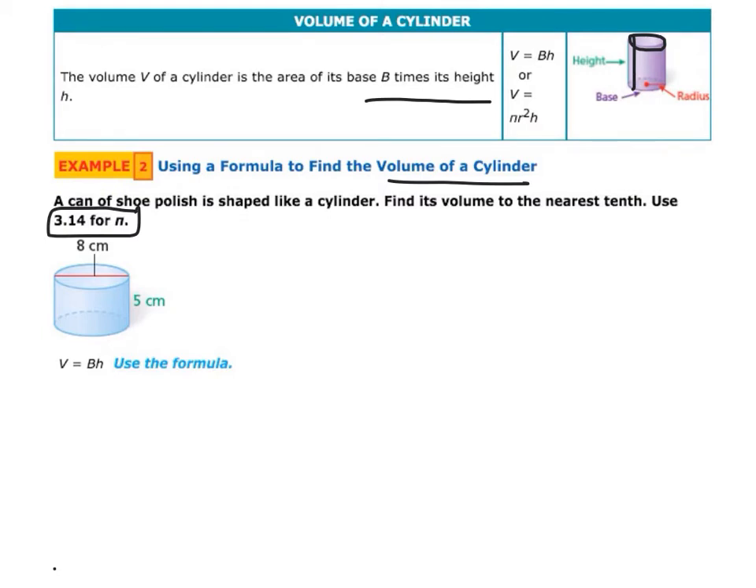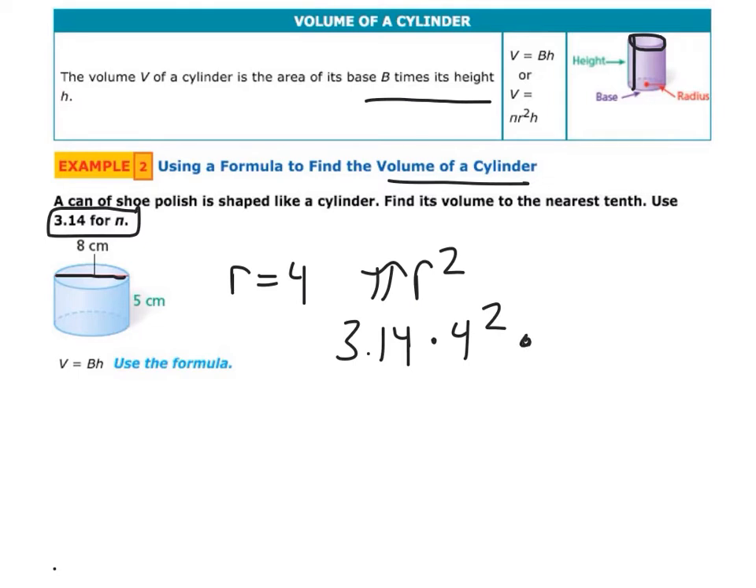So let's find the area of the circular face of this cylinder. Well, they gave us a diameter of 8. That means the radius is 4. They're trying to be tricky. So this area of the circle is pi r squared, or 3.14 times 4 squared. And we have to multiply that times the height of the cylinder, 5.